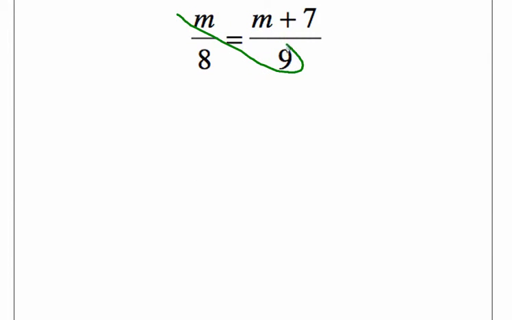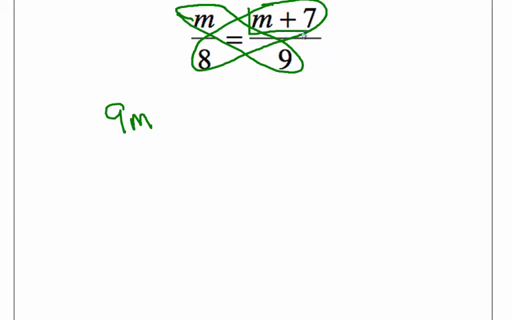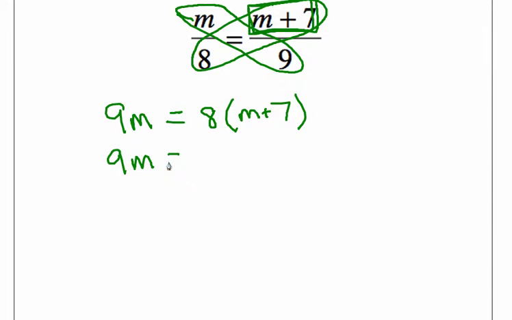First, we'll do this direction, n times m. And then we'll go the other direction. And remember that when we have a quantity in a numerator or denominator that has more than one term, we need to write this as 8 times the quantity m plus 7. So we have 9m equals, we'll distribute the 8, 8m plus 8 times 7 is 56.